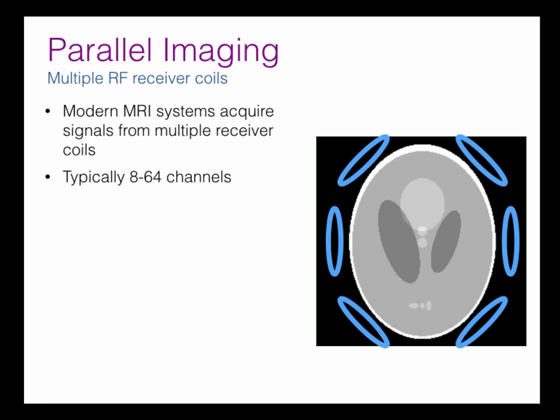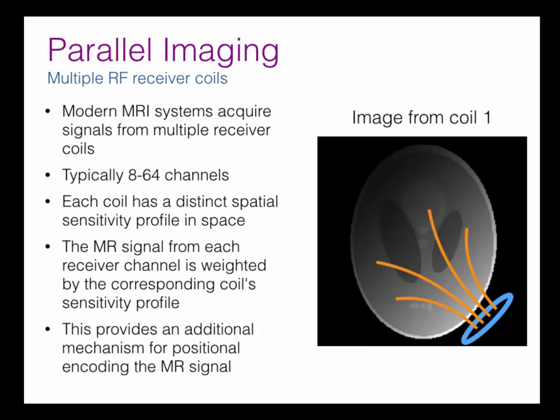But then someone realized that you can, but if you look at this image here, this is what a coil down on the bottom right would see. You can see it's much more sensitive to signals from the bottom right because they're much nearer. And these would be the sort of imaginary field lines that would be emanating from that coil. Now, we don't transmit with that coil, but there's a reciprocity.